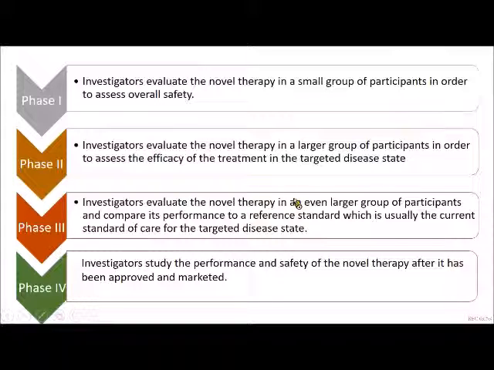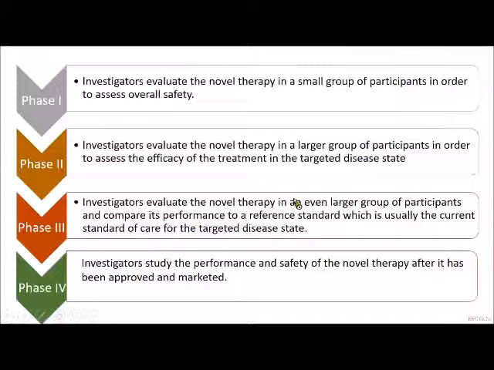Phase 2, investigators evaluate the novel therapy in a larger group of participants in order to assess the effect of the treatment in the target disease state. During this phase, assessment of the overall safety is continued.